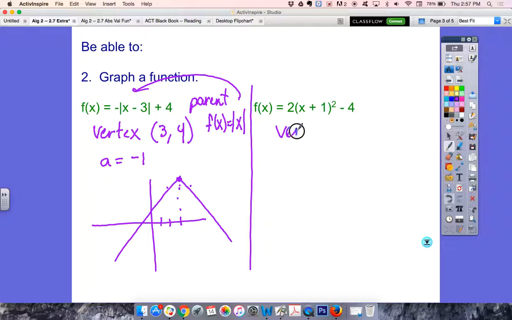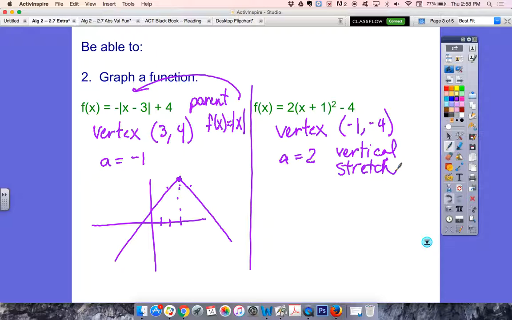All right, then you got a vertex over here of -1, -4. Your A value is 2, which means that since A is 2, that is a vertical stretch of 2. And if we wanted to, we could say the parent graph is going to be f of x is x squared.